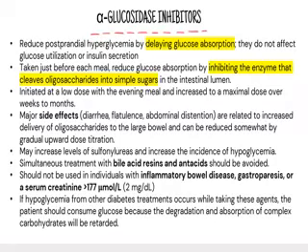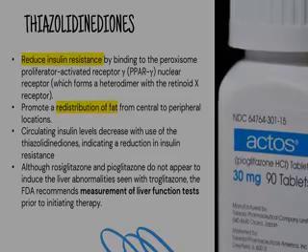May increase the levels of sulfonylureas and increase incidence of hypoglycemia. Simultaneous treatment with bile acid resins and antacids should be avoided. Should not be used in individuals with IBD, gastroparesis, or creatinine more than 2 mg per deciliter. If hypoglycemia from other diabetes treatments occurs while taking these agents, patients should consume glucose because the degradation and absorption of complex carbohydrates will be retarded.